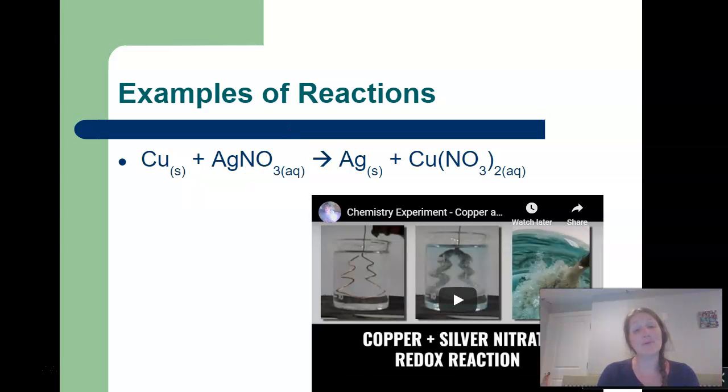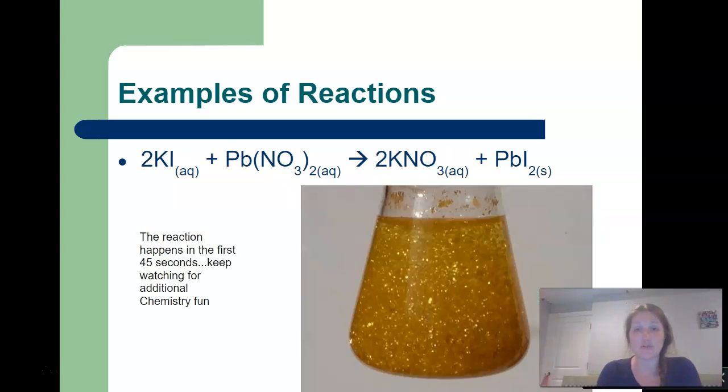Okay, we have solid copper reacting with silver nitrate. So it's an aqueous solution. We put the solid copper in there, and we actually do form solid silver in aqueous copper 2 nitrate. So the solid silver we can see form on that wire. You can see the kind of clumps of silver, and it will fall off if you hit it. And the solution itself goes from clear to blue, and the blue solution is that copper solution.